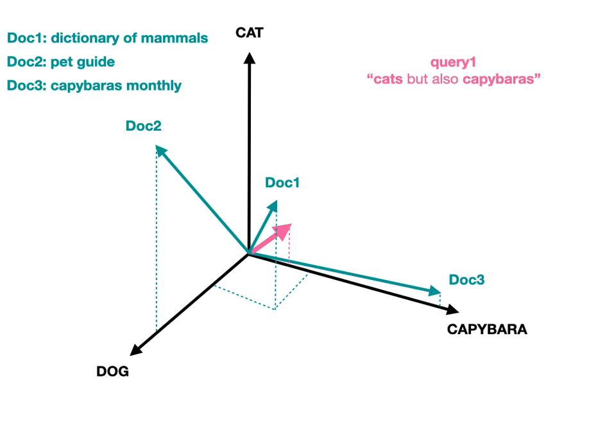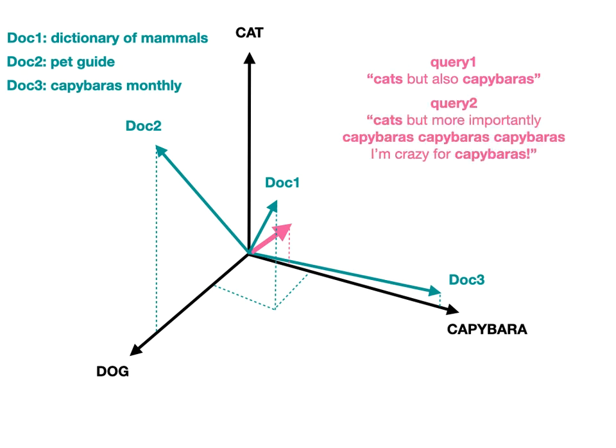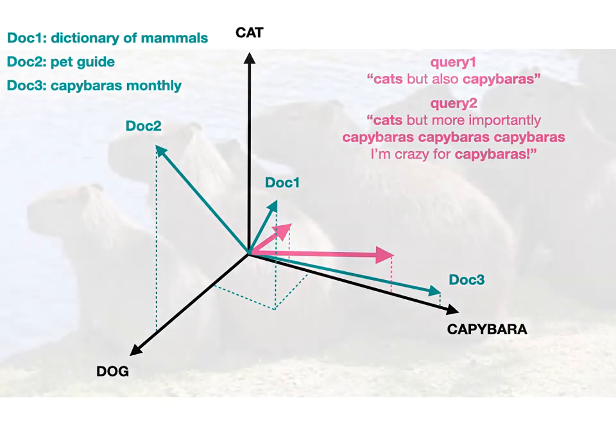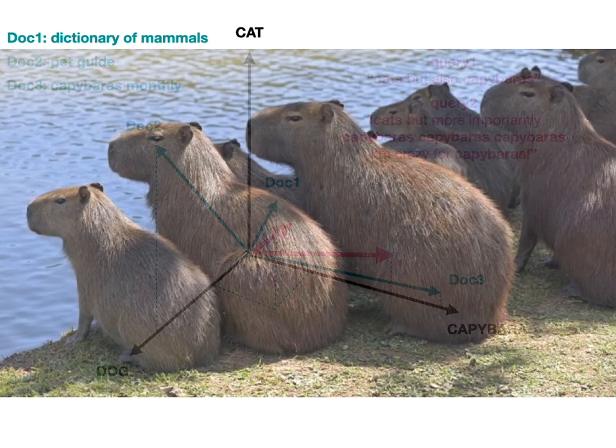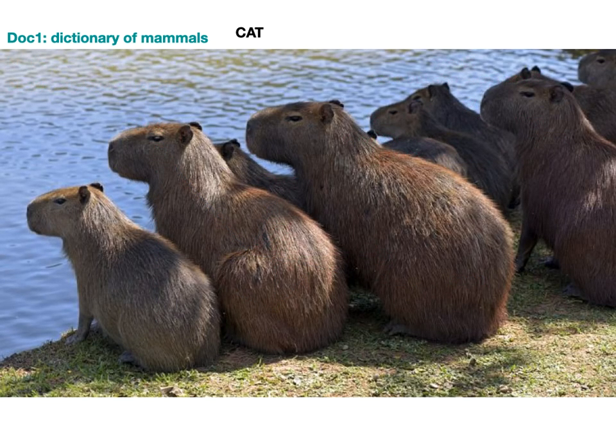But what if we got this query? Query 2. Cats, but more importantly, capybaras, capybaras, capybaras, I'm crazy for capybaras. Well, that's going to ramp that particular query up to the point of it's no longer really connected to document 1, is it? We'll probably want to give this person Capybaras Monthly. And so we will.